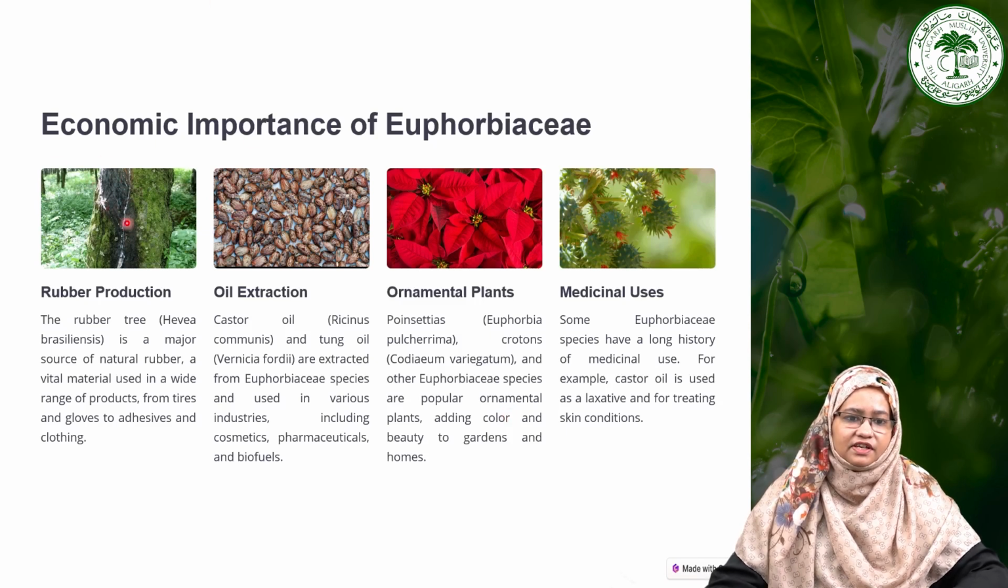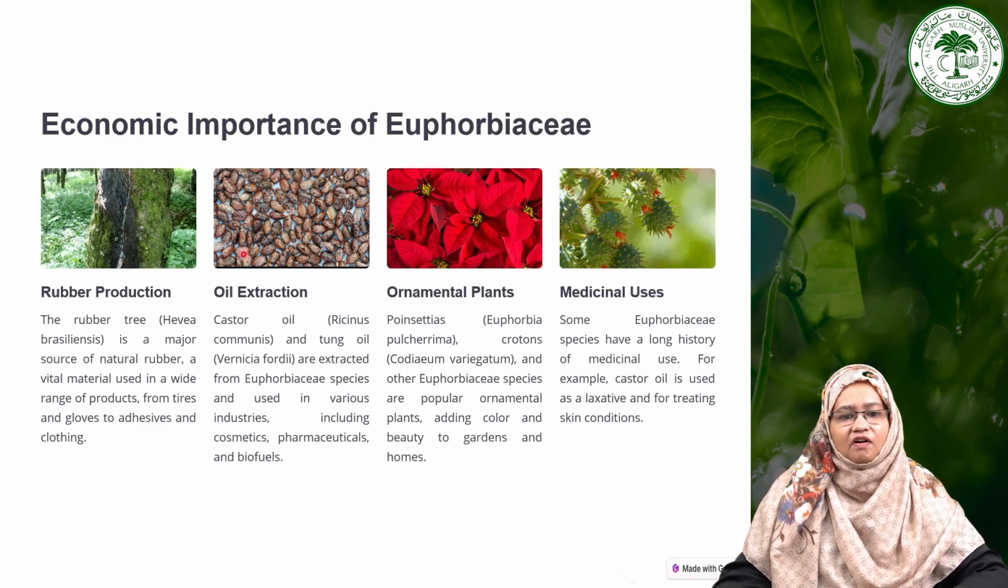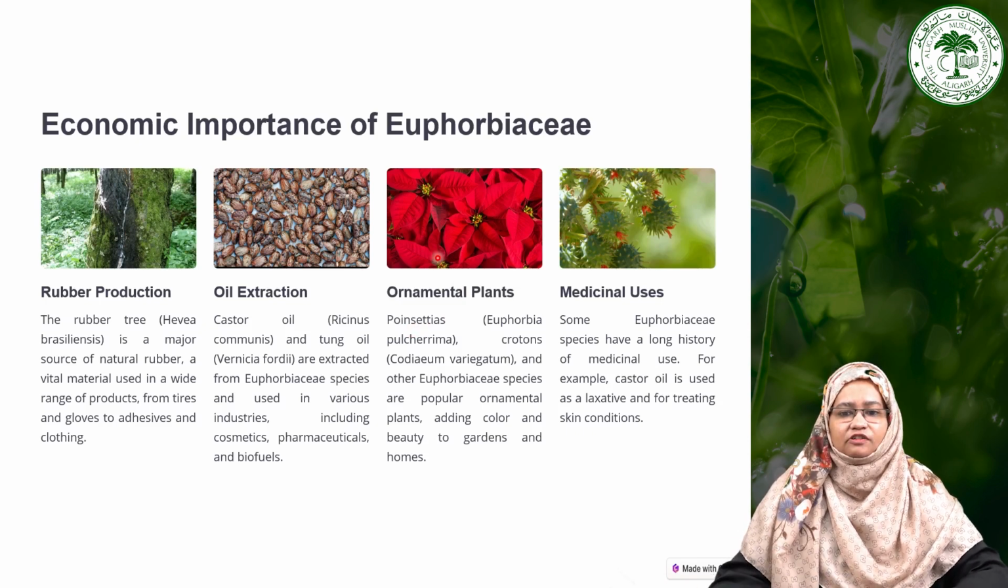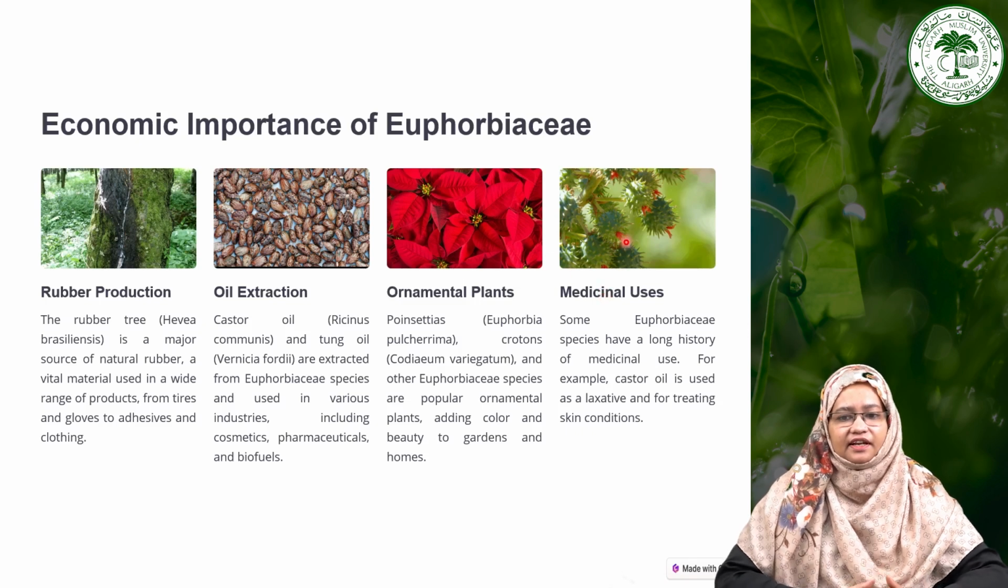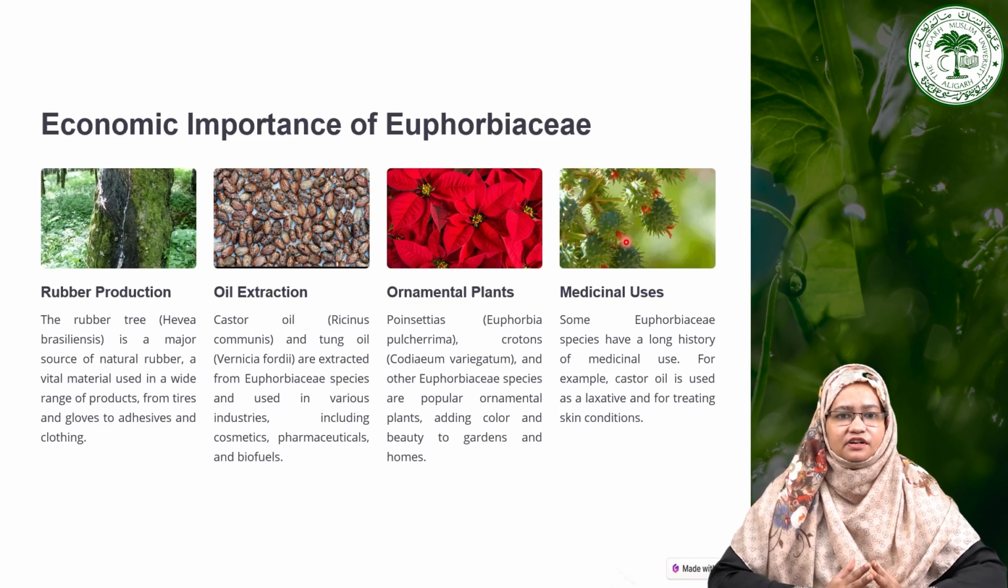Now, as we have discussed earlier, there is the rubber plant. From the rubber plant, you can see a V-shaped slit cut made to obtain the latex, and this latex is used for the production of rubber. For oil extraction from the castor plant or arand, that is Ricinus communis, the seeds are used to extract the oil content. These are the ornamental plants like Euphorbia pulcherrima, crotons, and other species of Euphorbia used as ornamental plants, and it also has a medicinal history, as we have seen earlier that many plants like castor oil itself and Euphorbia hirta are used as medicinally important plants.